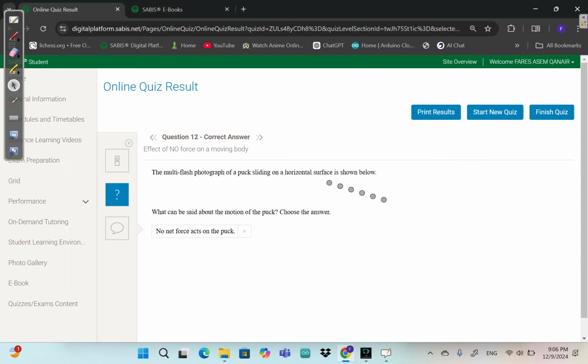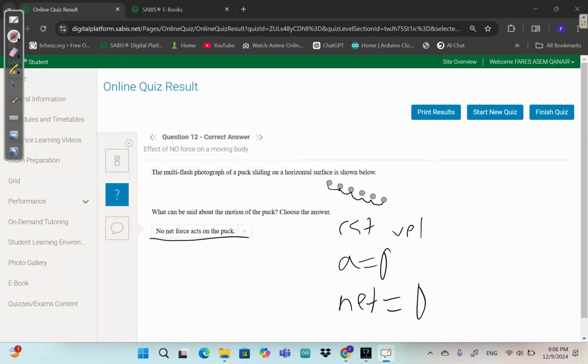Next question. The multi-flash photograph of a puck sliding on a horizontal surface is shown below. What can be said about the motion of the puck? Now we can see that the puck is moving constant distances at constant times. So basically it has constant velocity. Now constant velocity, we said it means that acceleration is zero. And for acceleration to be zero, we have to have zero net force. So net force is equal to zero, which is our answer. No net force acting on the puck since acceleration is zero. And that's it for this question.